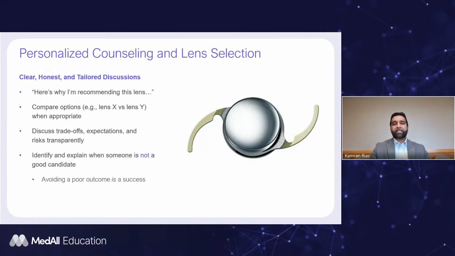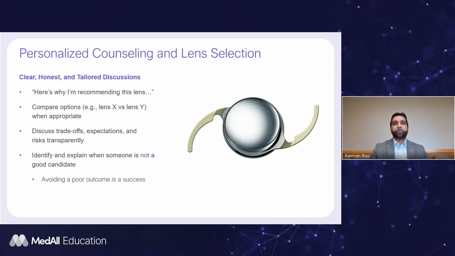So, personalized counseling and lens selection. Again, clear, honest, and tailored discussions, using language like, "Here's why I'm recommending this lens." I think it's certainly reasonable to compare options such as lens X versus lens Y when appropriate, especially if the patient comes in asking for lens X, but you think they're going to be a better candidate for lens Y. Talk about the trade-offs and expectations.